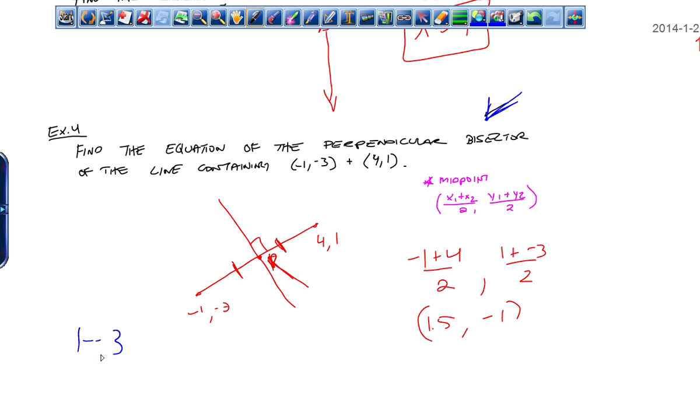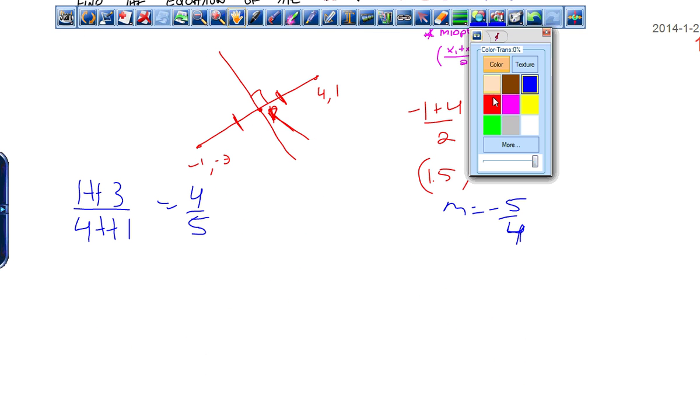So 1 minus -3 over 4 minus -1. Everything turns out positive, so I got 4 over 5, so that means my slope for my perpendicular bisector is -5 over 4, flipping opposites. The last thing, let's put this into point-slope formula, and then we'll be done.